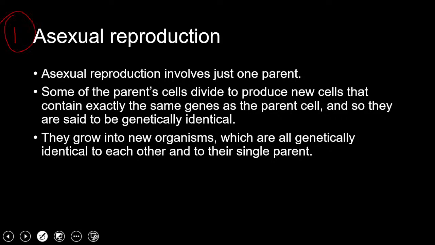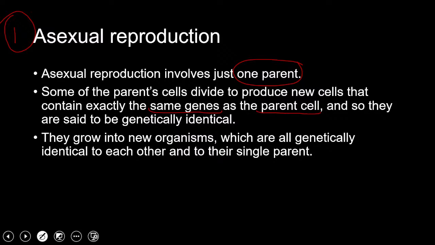Now, asexual reproduction involves just one parent. Some of the parent cells divide to produce new cells that contain exactly the same genes as the parent cell. So now the key word here is that the offspring contains the same genes as the parent cell. Now, if that is the case, that means that the offspring and the parent cell will be genetically identical because they have the same genes, right? They grow into new organisms which are all genetically identical to each other and to their single parent.